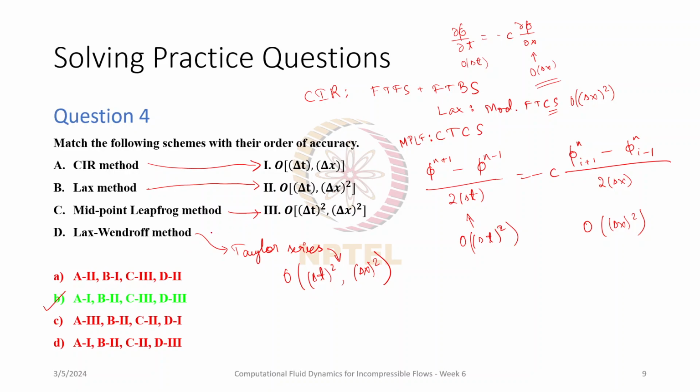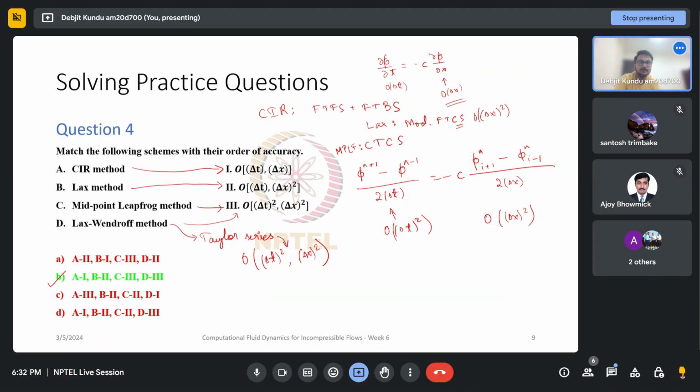So D should also be 3. So the correct answer would be A1, B2, C3, D3. I hope I could explain this correctly. Any questions from anyone?